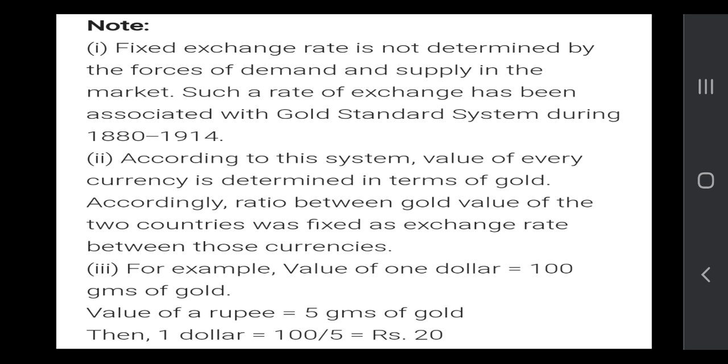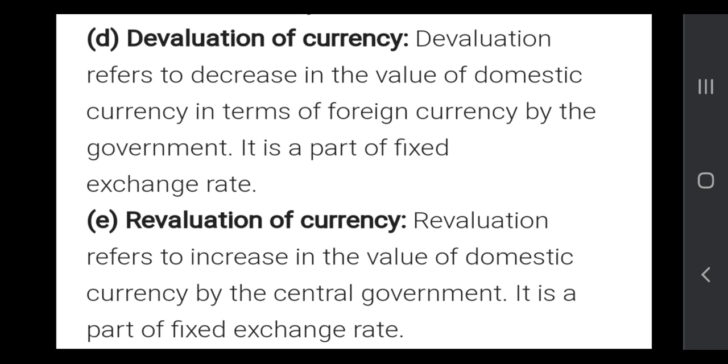Then $1 equal to 5 rupees equal to 20 rupees, means if $1 is equal to 20 rupees, it means we have to pay 5 gram of gold. Okay, because different countries of the world have different value of their currency. Then what is devaluation of currency and what is revaluation of currency?